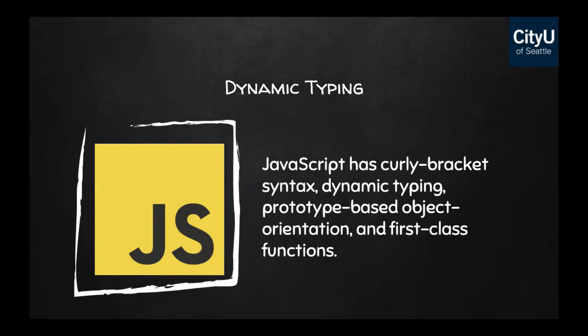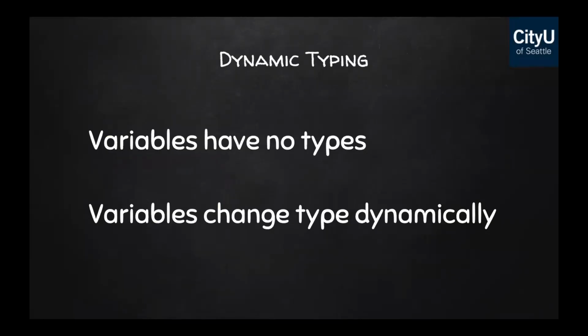So JavaScript also has dynamic typing. It uses a curly bracket syntax, meaning curly bracket is this. Sorry for the other side, you can see. Dynamic typing, prototype-based object orientation, and first-class functions. Wow, too much. Okay. So what is dynamic typing? Basically, it's variables that have no types. So let's say var a, and it doesn't have a type yet. And then you put, let's say, a string, it becomes a string. And if you put a number afterwards, it becomes a number. So it's dynamic, it's changing.